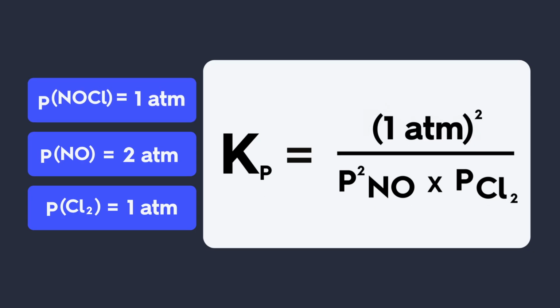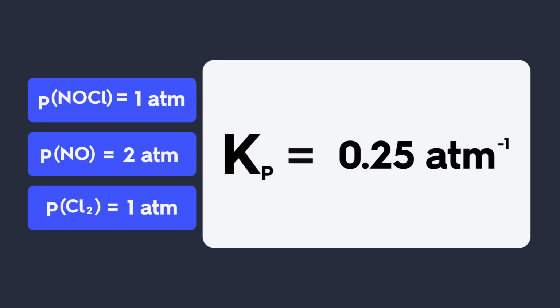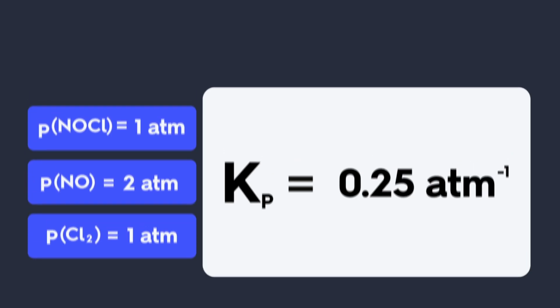With nitrosyl chloride at a pressure of 1 atmosphere, nitrogen monoxide at a pressure of 2 atmospheres, and chlorine at a pressure of 1 atmosphere, the obtained result of K sub P is 0.25 inverse atmospheres.